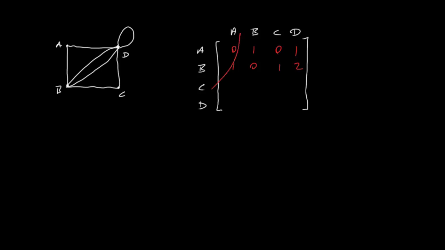Okay, so what about C then? From C to A there are none. From C to B there's 1. From C to C none, and from C to D 1. And finally then from D to A, there's 1. From D to B there are 2. From D to C there's 1, and from D to D there's 1. There's 1 loop here from D to D. So this here would be our adjacency matrix for this particular graph. It just gives you the number of edges connecting these vertices here, A, B, C, D, with these vertices here.